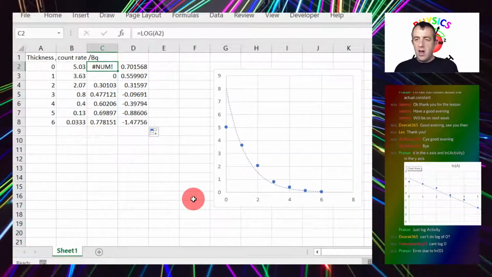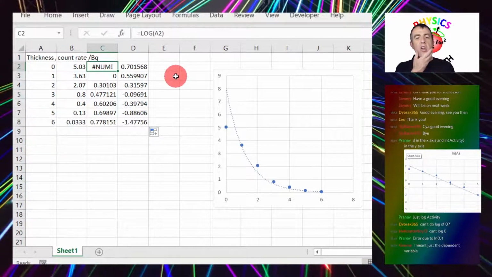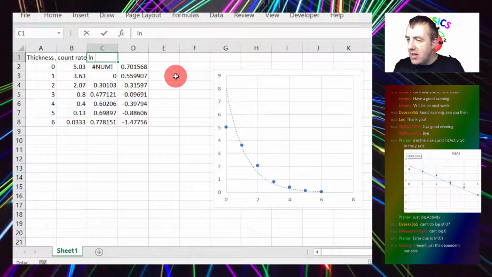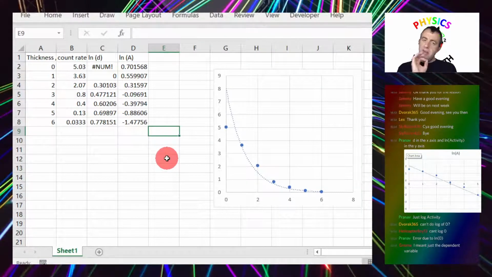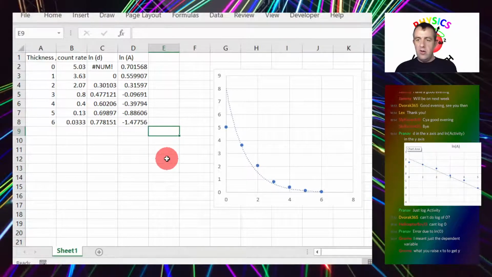Yeah, of course you can't. Why can't you? What does it mean to do a log of something? And this is log to the base e. What does it mean to do a log of a number to the base e? So this is log to the base e of d, the thickness d, and this is log to the base e of the activity that's detected, or the count rate, should I say. So what does it mean to do the log of something? Because if you understand what that means, you'll understand why you can't do log of 0.